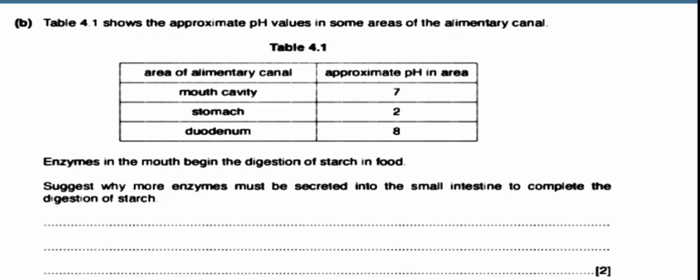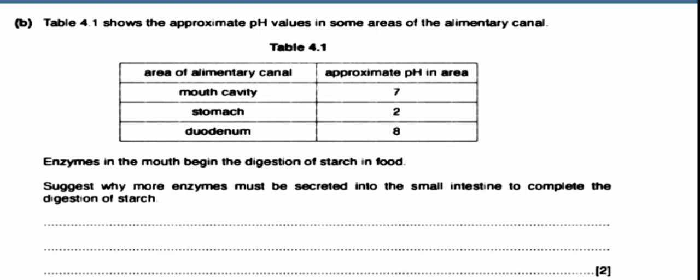Table 4.1 shows the approximate pH values in some areas of the alimentary canal. So we have the areas of the alimentary canal. The first one is the mouth cavity, which has an approximate pH of 7. The stomach has a pH of 2, which is acidic. Then the duodenum has a pH of 8, which is alkaline. Now, enzymes in the mouth begin the digestion of starch in food. Suggest why more enzymes must be secreted into the small intestine to complete digestion of starch.